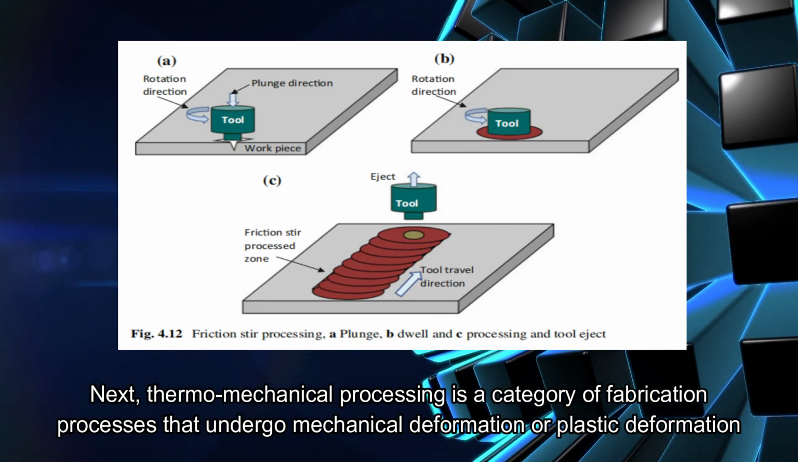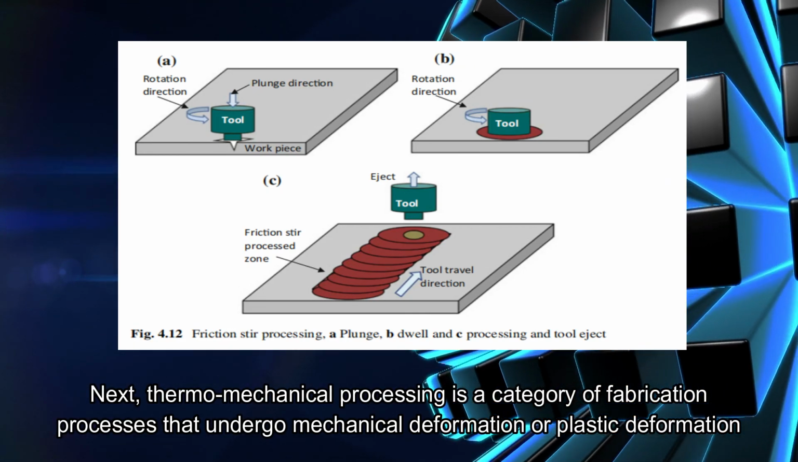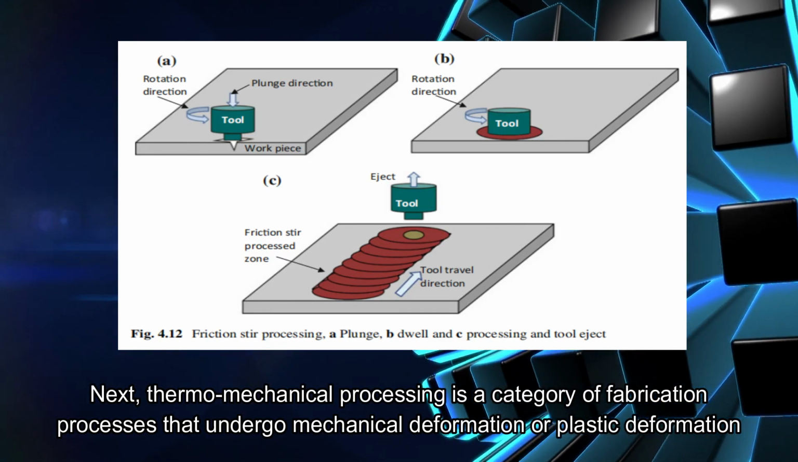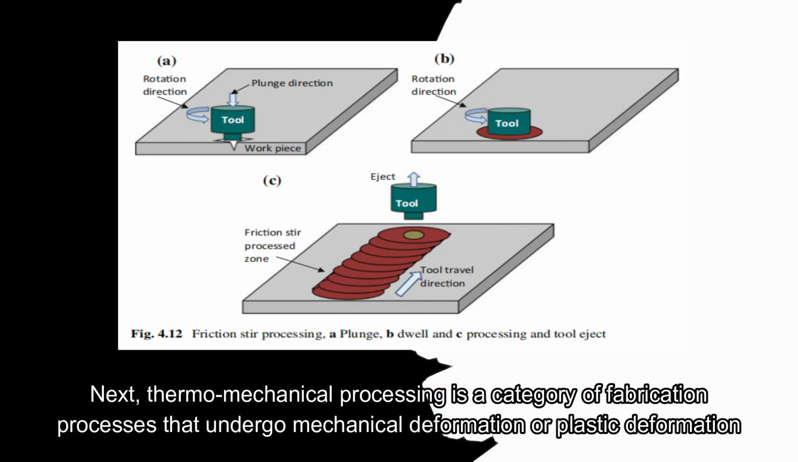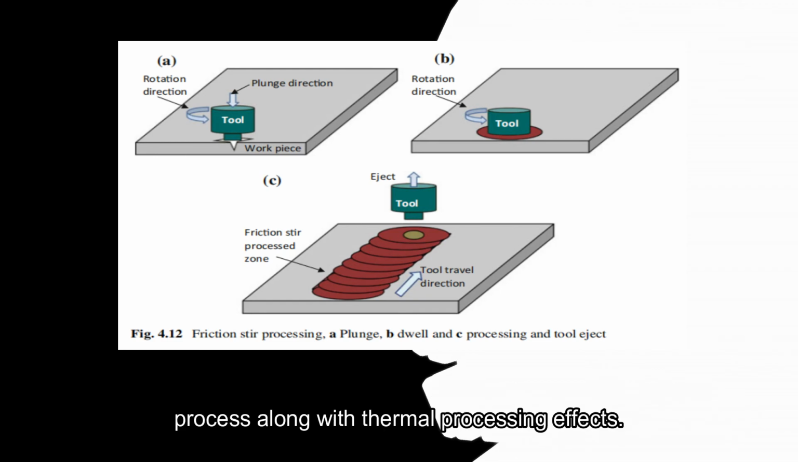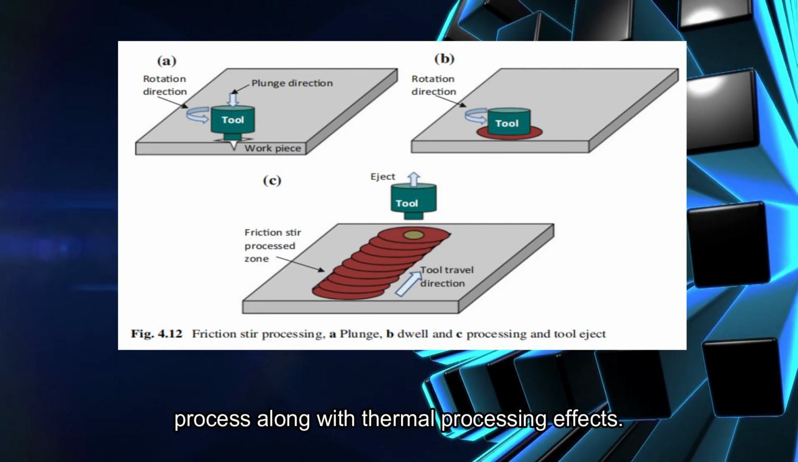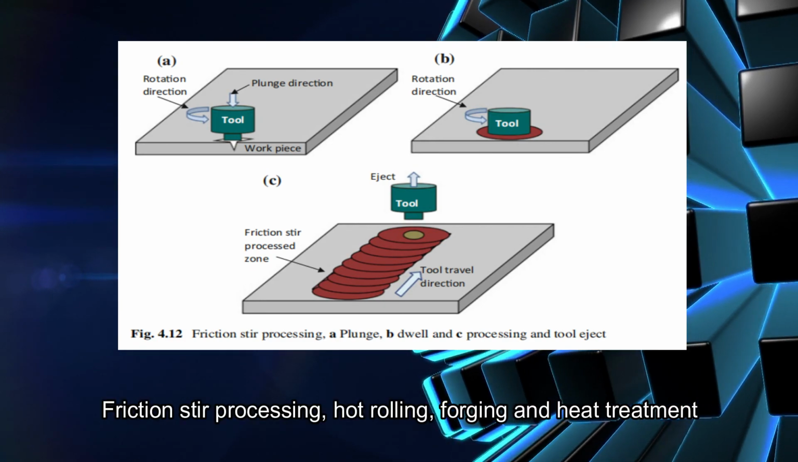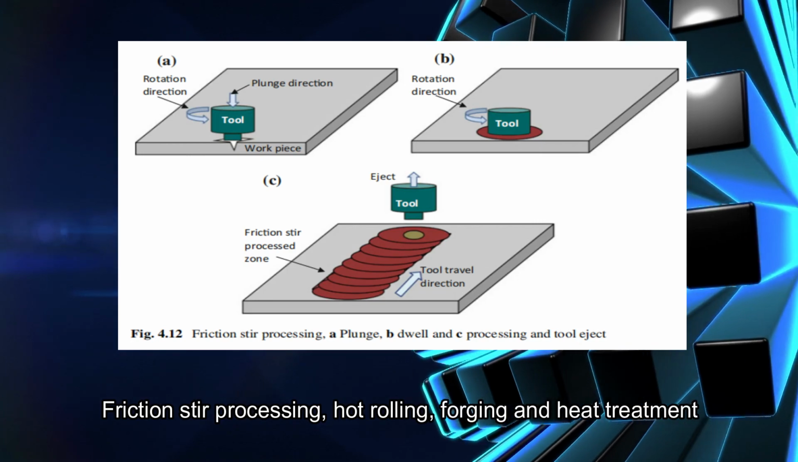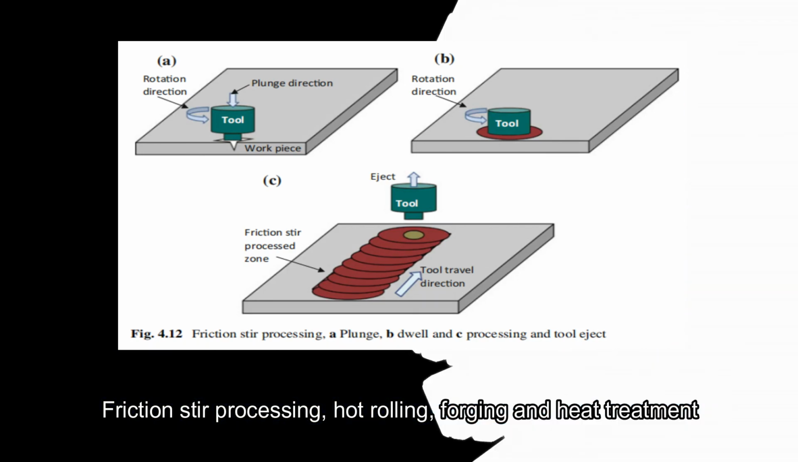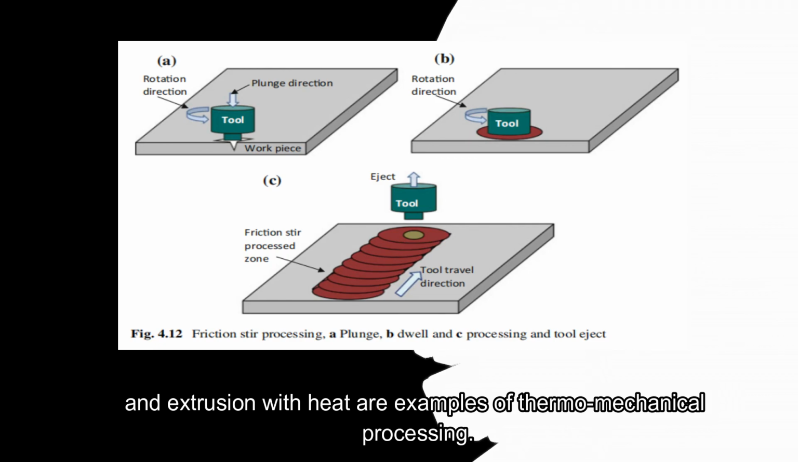Next processing is thermomechanical processing. It is a category of fabrication processes that undergo mechanical deformation or plastic deformation along with thermal processing effects. Friction stir processing, hot rolling, forging, and heat treatment and extrusions with heat are examples of thermomechanical processing.